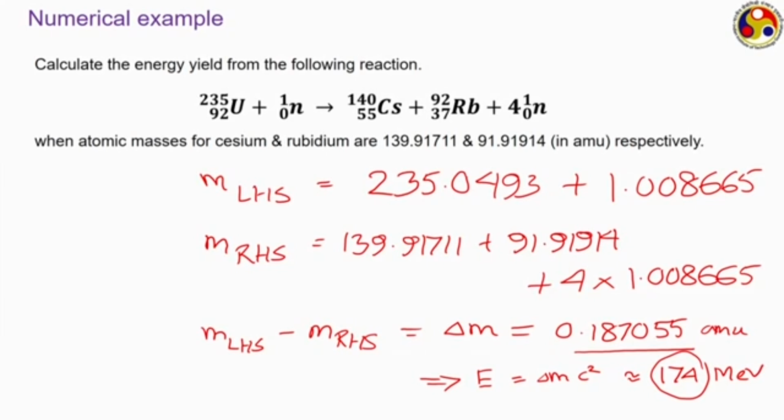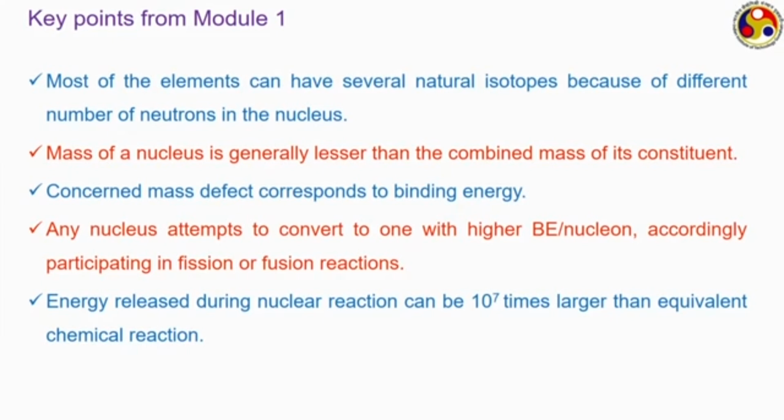Yes. So, this prepares the backdrop for this course, and this leads us to the end of this particular module. I am going to summarize the key points that we have learned here. After getting introduced to the topic of nuclear power generation, we have learned about the concept of isotopes, and we have seen that most of the natural elements can have several isotopes because of the presence of different numbers of neutrons in the nucleus. While they have the same kind of chemical properties, their nuclear properties strongly vary.